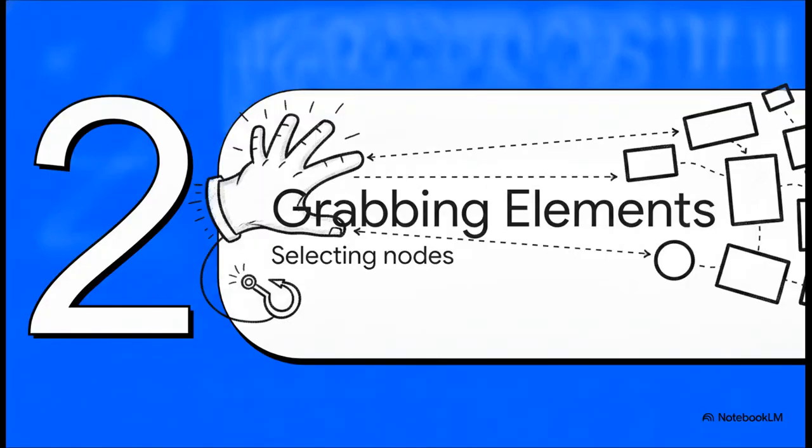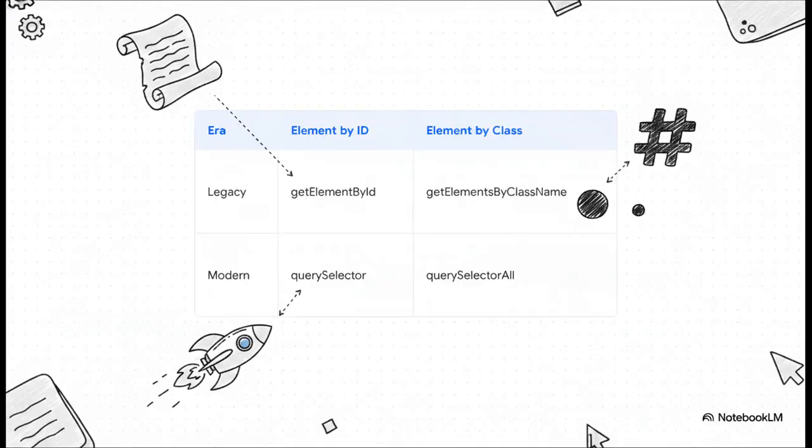Moving on to Section 2, Grabbing Elements. Selecting nodes. Now, here is the absolute golden rule of JavaScript. You cannot change what you can't grab. So let's learn how to actually select these nodes from our HTML. If you're digging around in older code bases, you're going to see a lot of legacy selectors, things like getElementById or getElementsByClassName. And they work, but they're super specific.